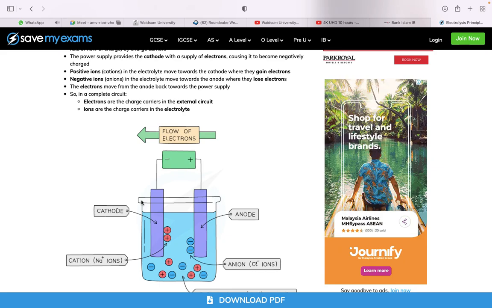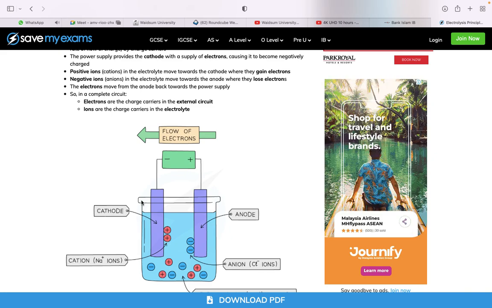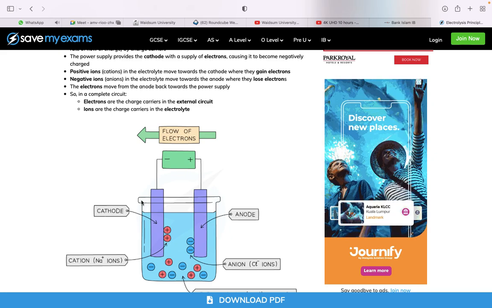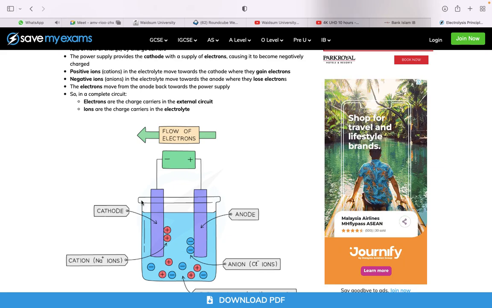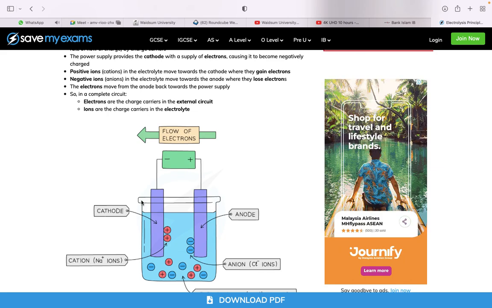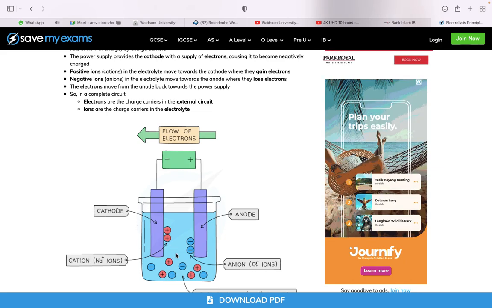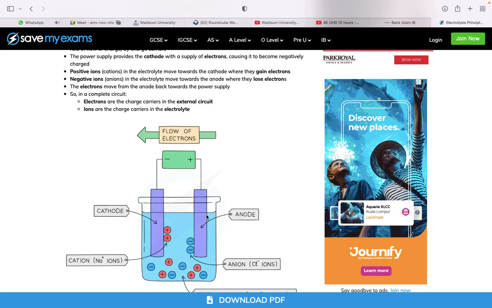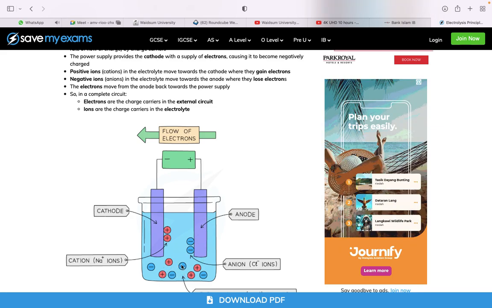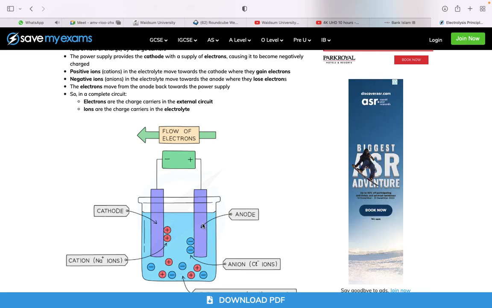So in a complete circuit, electrons are the charge carriers in the external circuit, the one that is connected to the battery. They are carrying the charge. Ions are the charge carriers in the electrolyte. Ions carry the charge in the electrolyte, while electrons carry the charge in the external circuit.